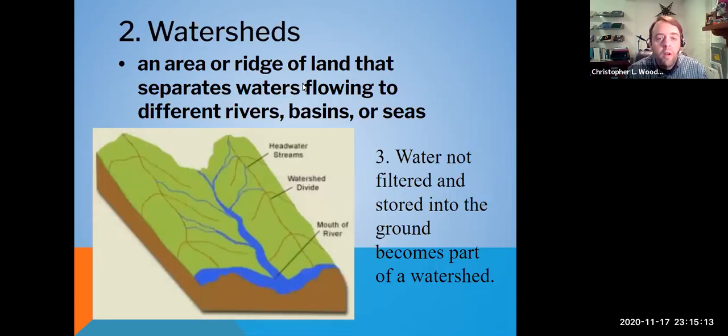So a watershed, hopefully you've heard of this term before, but a watershed is an area or piece of land that's drained by a river or basin or a sea. So you can think of it as an area of land that's all drained by the same body of water. Water that's not filtered and stored in the ground actually becomes part of the watershed as part of a river or stream or runs off into the ocean.